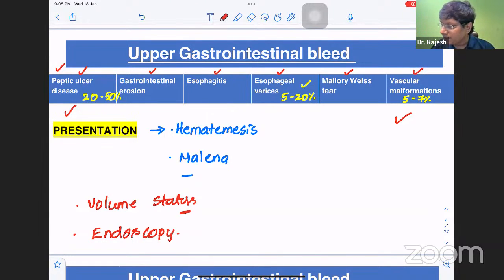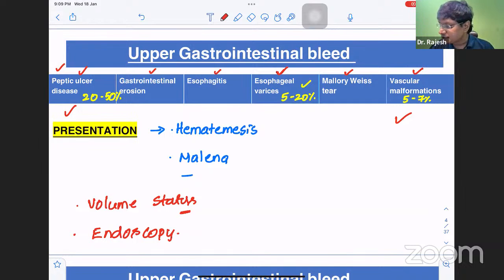Then, if you want to make out esophageal varices as a cause for the upper gastrointestinal bleed, what will be the features in the patient? There will be signs of chronic liver disease. That is, the patient might be having ascites, pedal edema, or spider nevi. These are the features of chronic liver disease. And if that particular patient is presenting with hematemesis, then you have to suspect portal hypertension causing esophageal varices and rupture of the varices causing the upper gastrointestinal bleed, right?